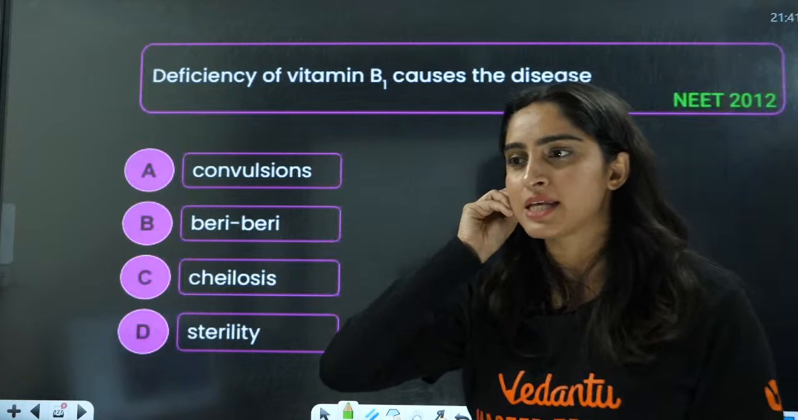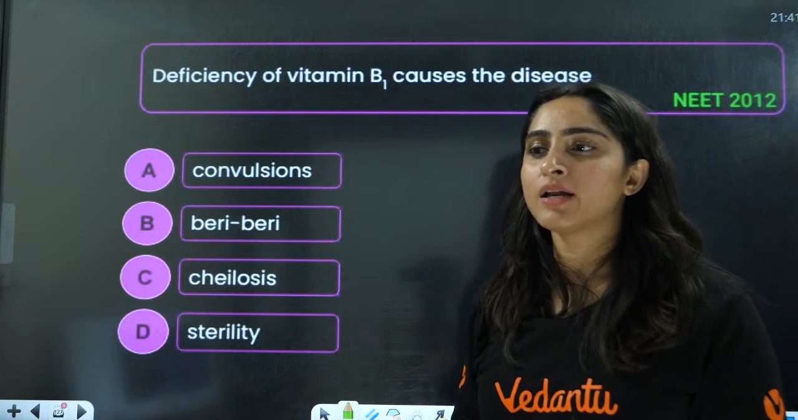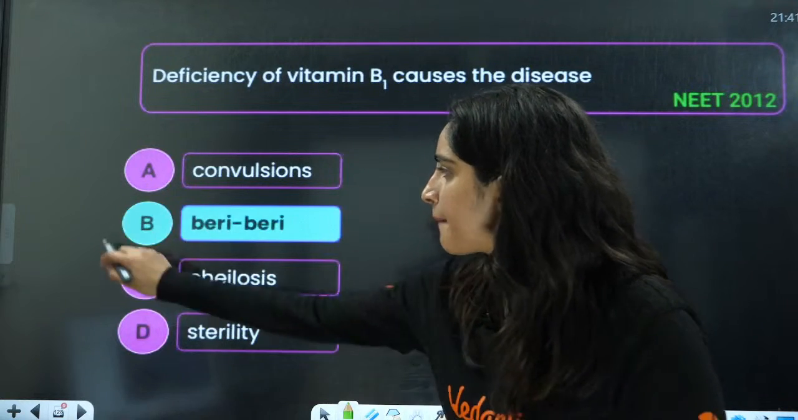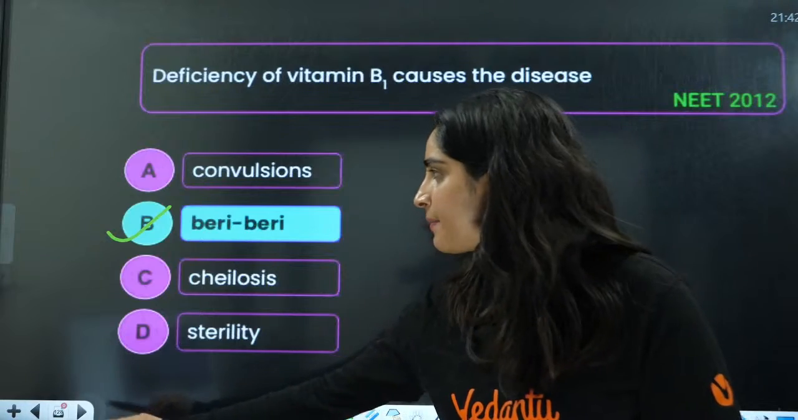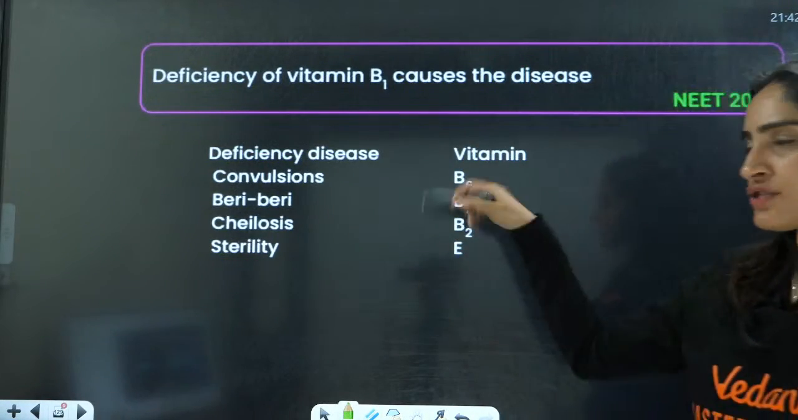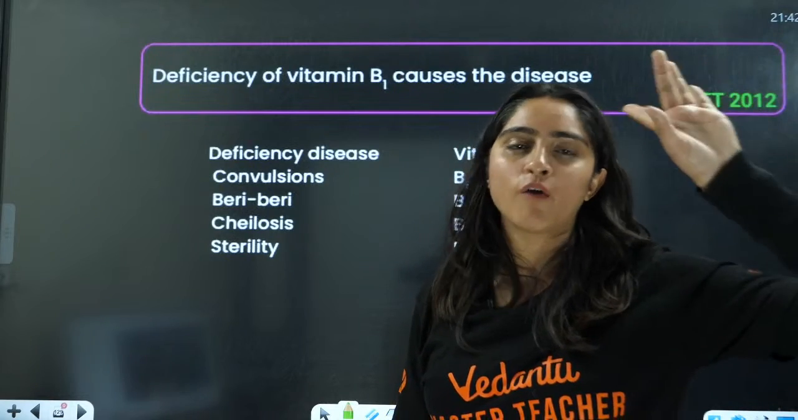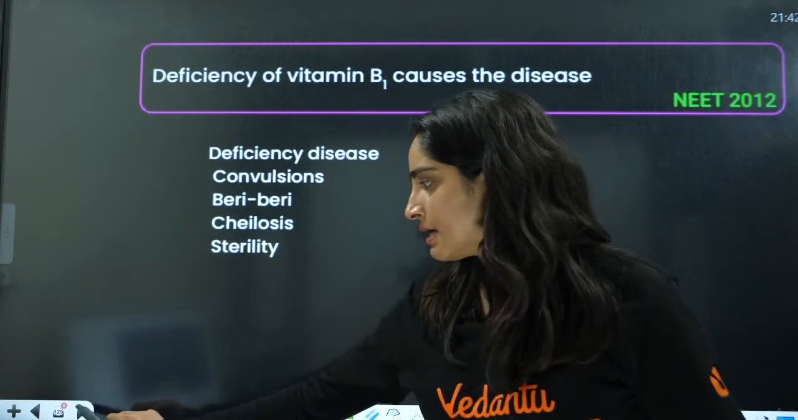Next is deficiency of B1 causes which disease? It causes beriberi disease. For other deficiencies, we have done the table part here. Just remember that table of diseases and deficiencies, right?